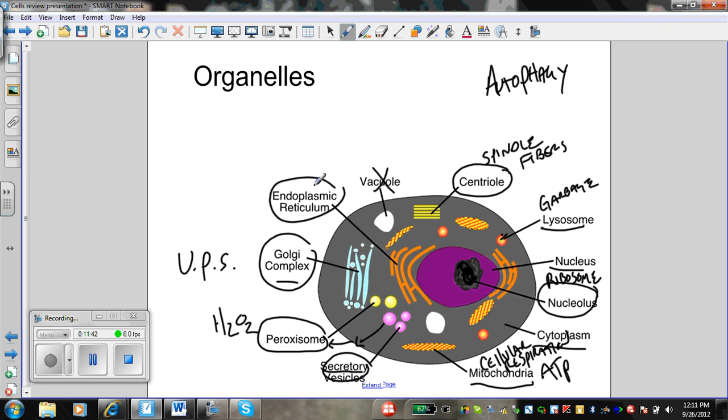Endoplasmic reticulum, there are two types. There's smooth and there's rough. The rough is rough because it has ribosomes on it. And ribosomes are all about making proteins, so I'm sure you understand that. Smooth ER is going to be more about making carbs and lipids.